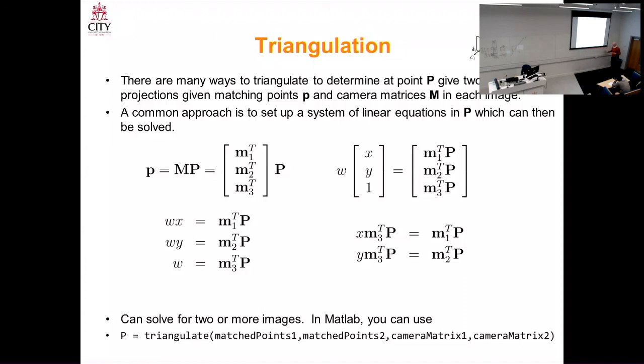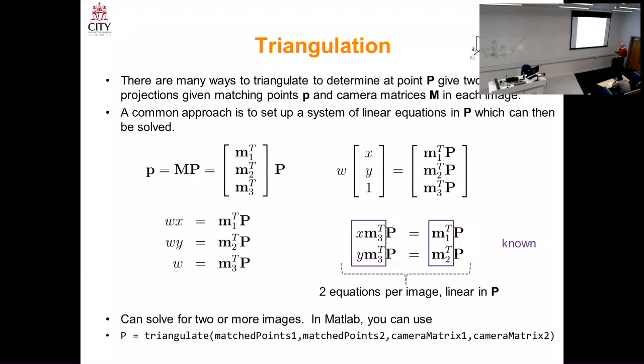Okay? So essentially what we've got now is a way to estimate the camera projection matrices, and a way to get the point in 3D space. And you can solve this using linear equations as long as you have two matching points. So you need at least two images. Are you with me?